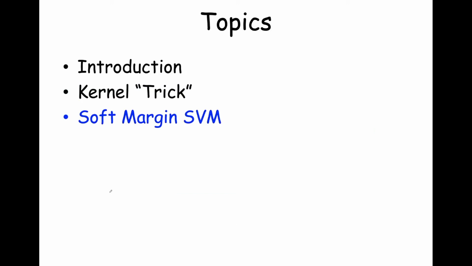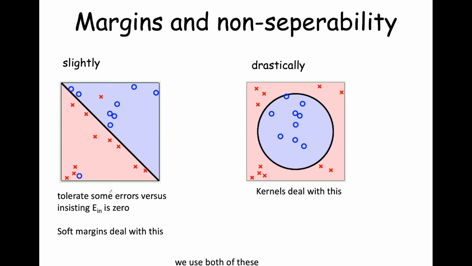Okay, so let's transition on to so-called soft margins. Now, let's go back to this idea of non-linearly separable data sets.